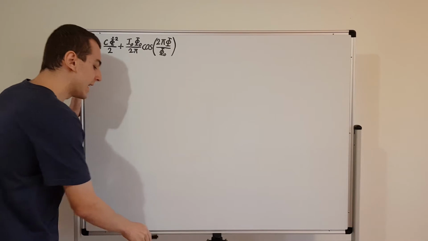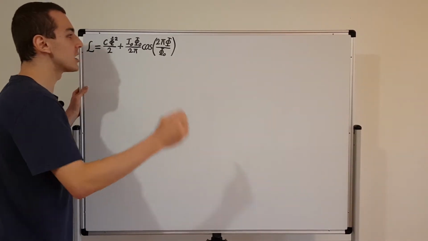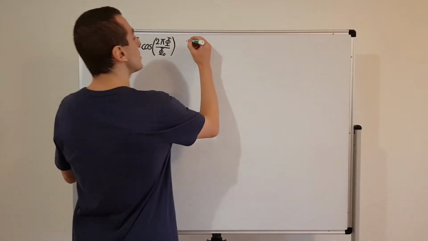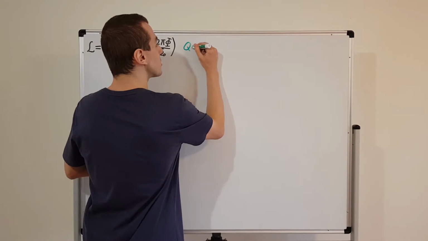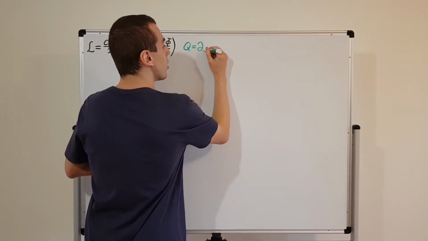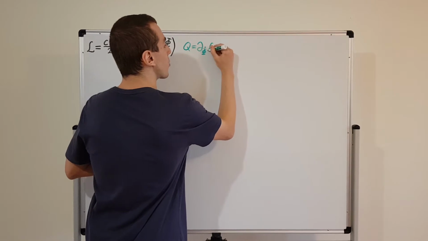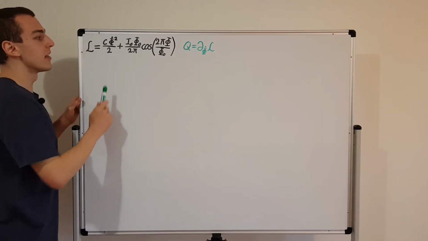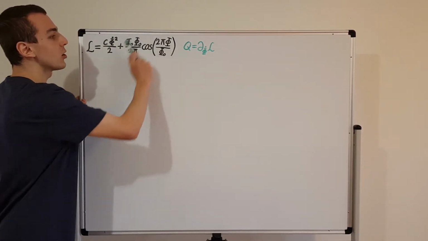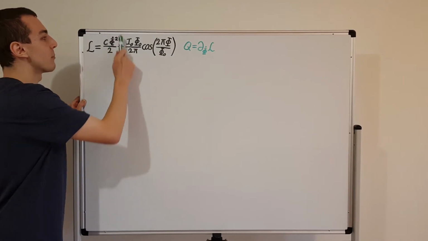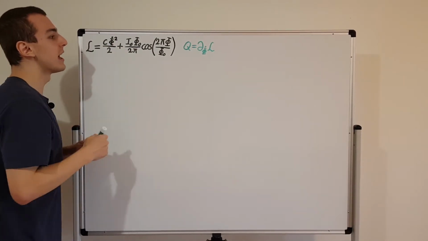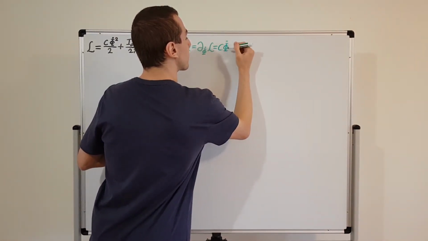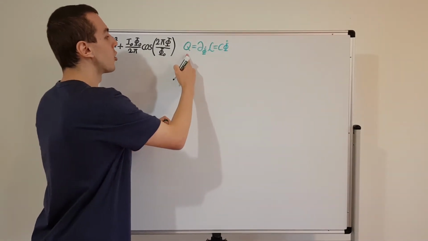Now what I want to do is just have a look at the canonically conjugate coordinate, which is actually going to be charge. So charge is going to be denoted by capital Q. And it is equal to the partial derivative with respect to phi dot of the Lagrangian. So let's look at the Lagrangian and see how we can differentiate with respect to phi dot. There is only phi dot in this term. There is no phi dot appearing in this term. So when we use the power rule and differentiate this kinetic energy term, that's going to give us C phi dot. And this is the canonically conjugate coordinate.